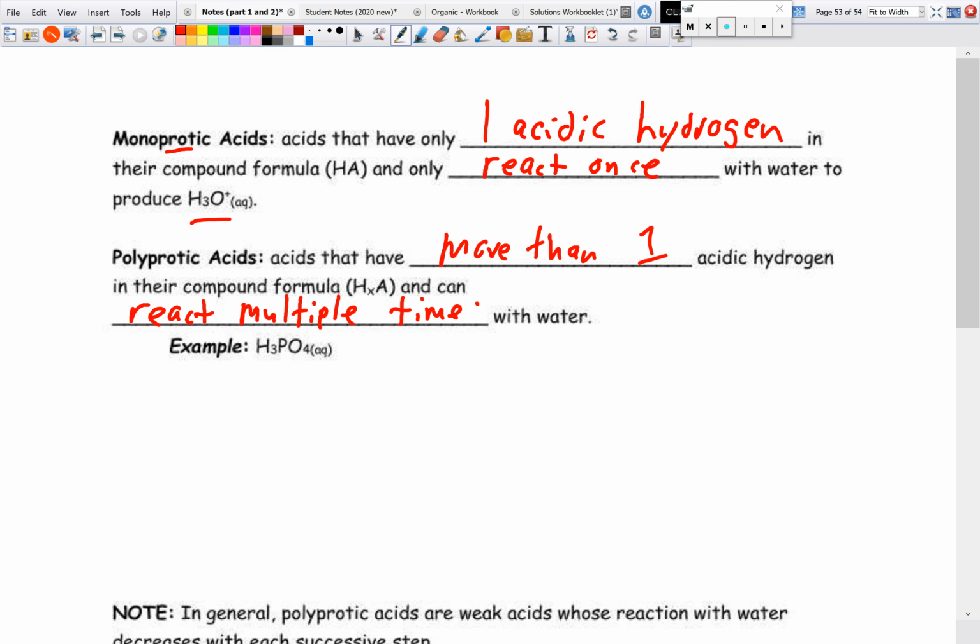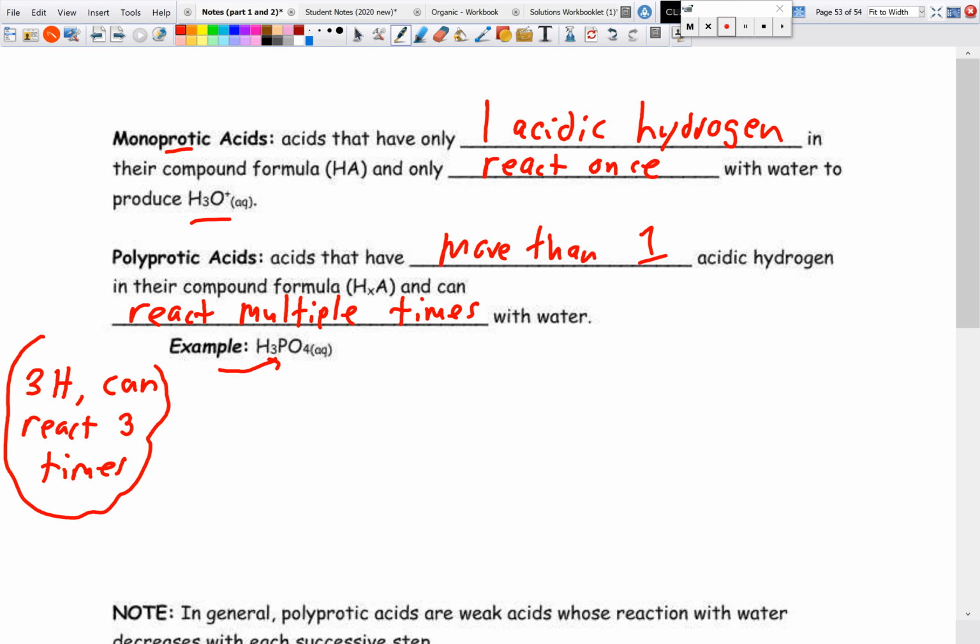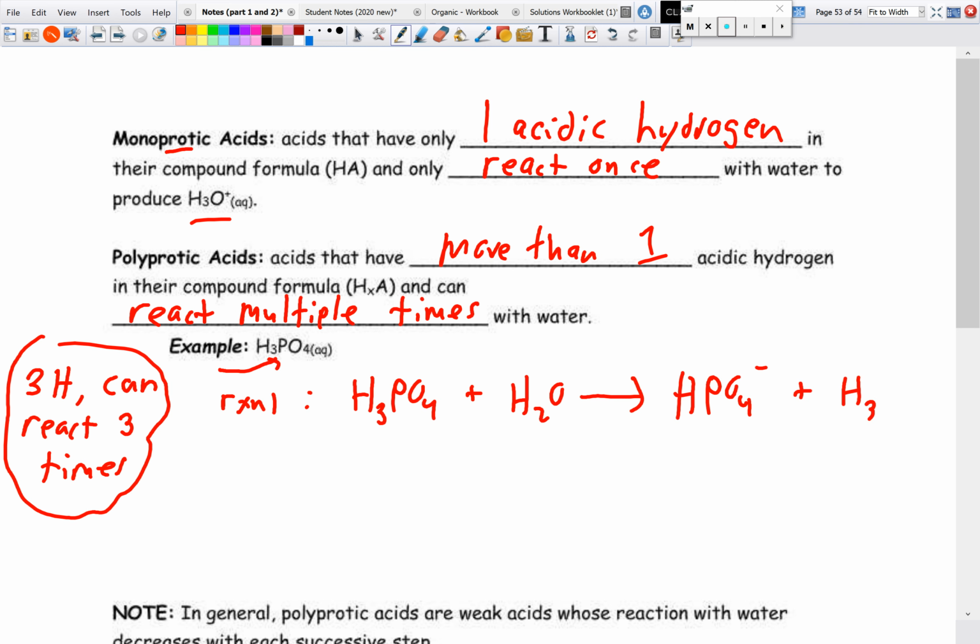So for example, we have our H3PO4, hydrogen phosphate. Three hydrogens means that it can react 3 times. That's what it means by having multiple protons. So for example, reaction 1: H3PO4 can react with water to produce H2PO4 minus plus H3O plus.